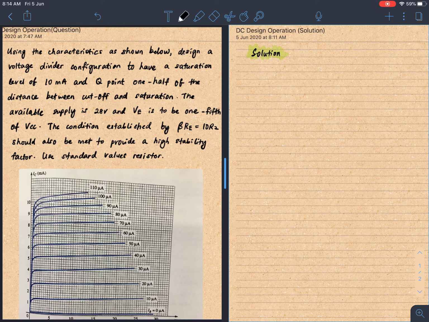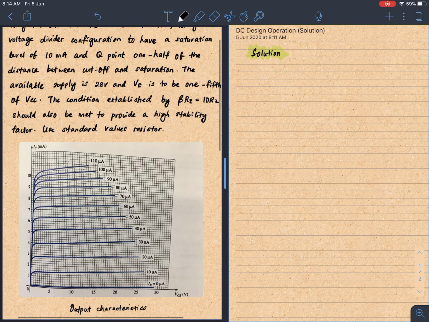BJT. Design a voltage divider configuration to have a saturation level of 10 milliampere and Q point 1/2 of the distance between cutoff and saturation. The available supply is 28 volt and VE is to be 1/5 of VCC. The condition established by beta RE equal to 10 times R2 should also be met to provide a high stability factor. Then use standard value resistors for this question.